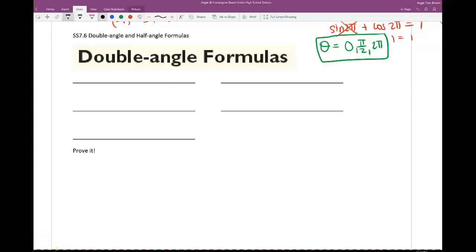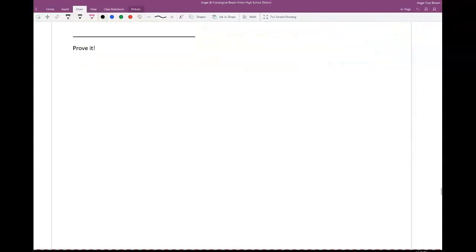This is 7.6. This is the last section in chapter 7, and then we will soon have a chapter 7 test. Okay, so keep that in mind. Before I give you all of the identities for the double angles, I'm going to prove it first to see how or why we are using these formulas.